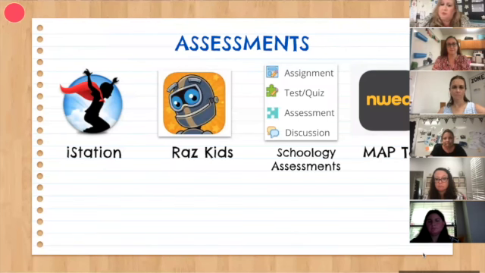And then our assessments, we have the once a month iStation. I can do fluency checks and comprehension checks with RAZ Kids. There'll be different assessments through Schoology. And then we take the NWEA MAP test, and we've actually started the reading MAP test this week. I think out of all 3 classes, I have maybe 7 kids left to finish. So pretty soon I'll have all that data ready to start really going into our small groups.